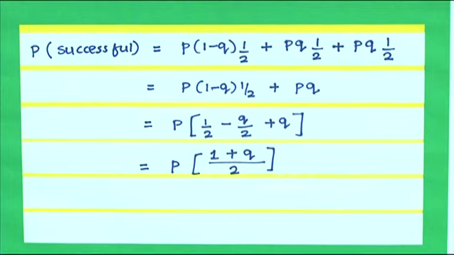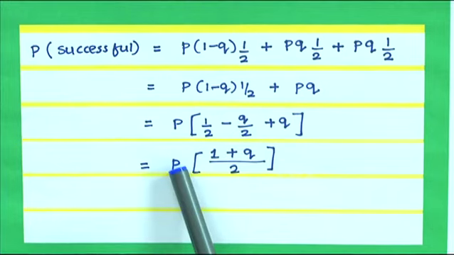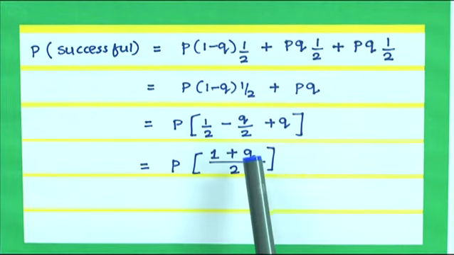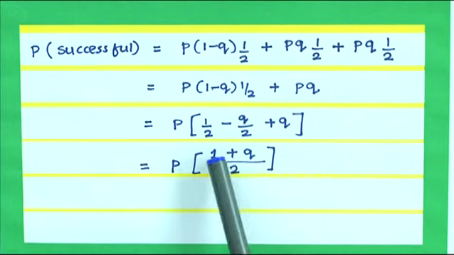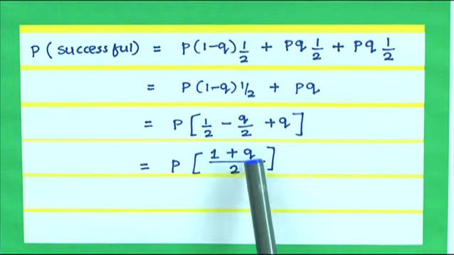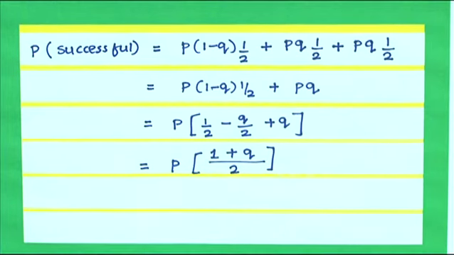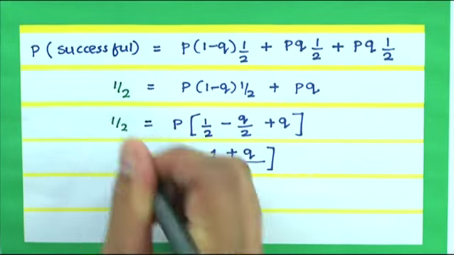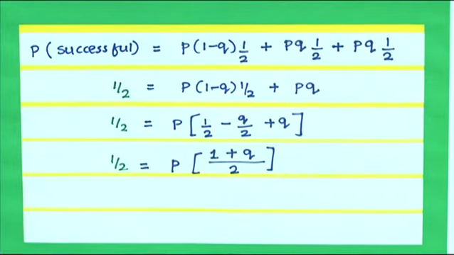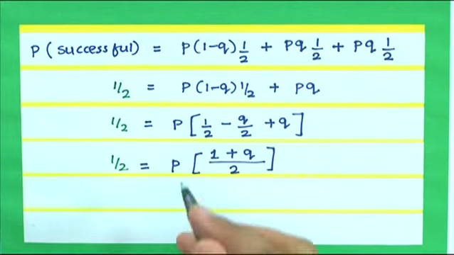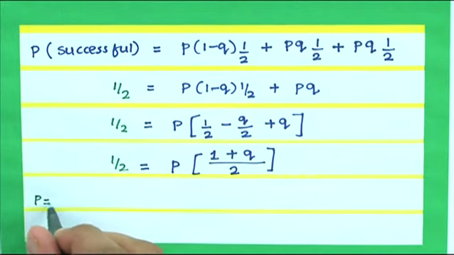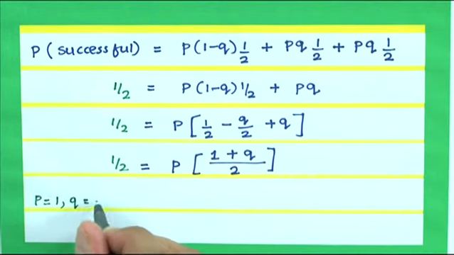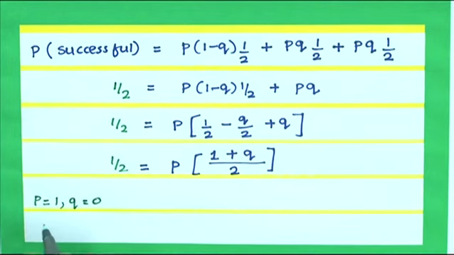Is it correct? Yes, if I substitute 1, this will be 1, and when I say this is 0, 1 plus 0 is 1, 1 divided by 2, 1 by 2, 1 by 2 into 1, 1 by 2. So the equation is satisfied because the probability that he is successful is also given to us, that's 1 by 2. Now this is the equation. If you see, if I substitute P as 1 and Q as 0, condition is satisfied, equation is satisfied.